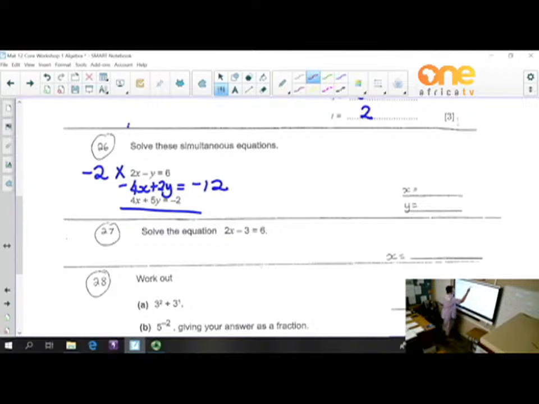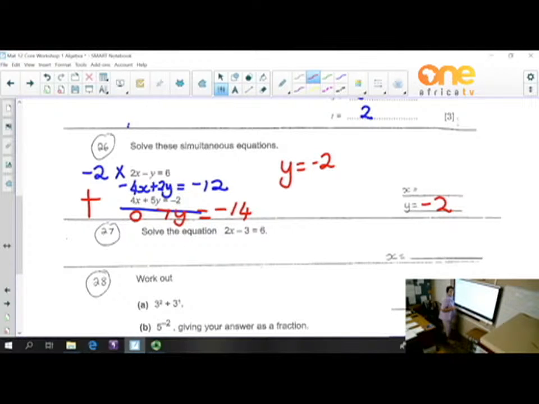So now we can eliminate x, which is 0. We can just add. And 2 plus 5 is then 7y is equal to negative 14, which makes y then equal to negative 2. So y is equal to negative 2.